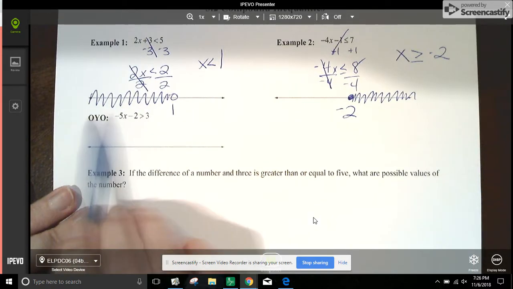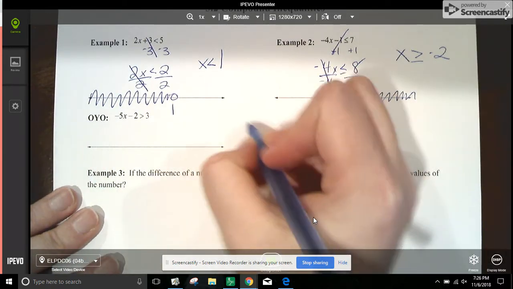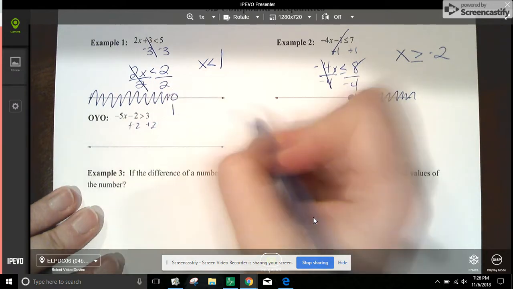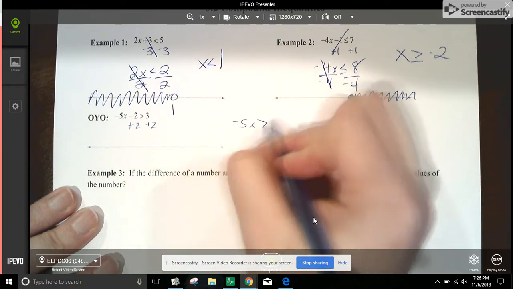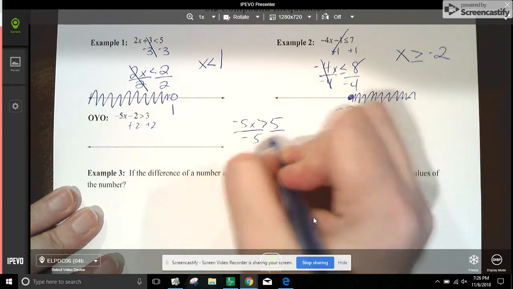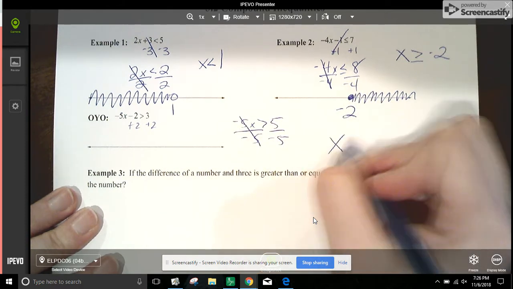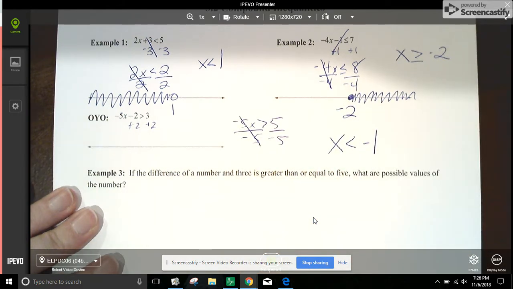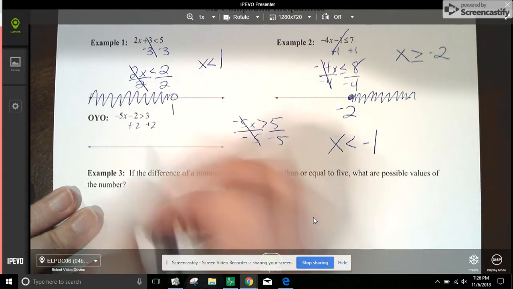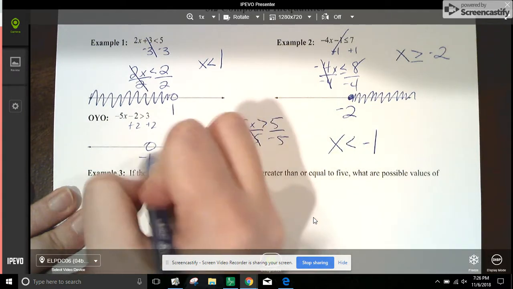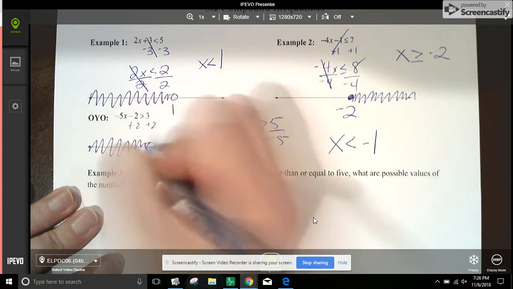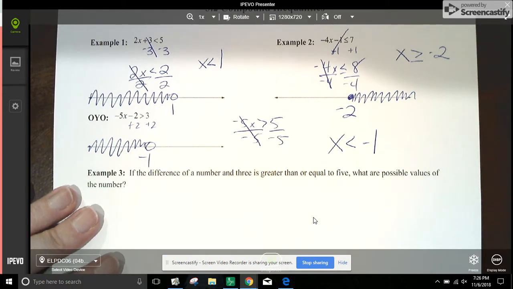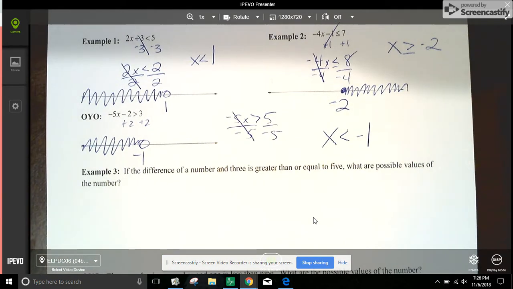And for the one on your own, you should add 2. Divide by -5. You should have gotten x is less than -1. You had to flip the sign. Open circle at -1, and x is less than is to the left. So this is a review of what we've done before.